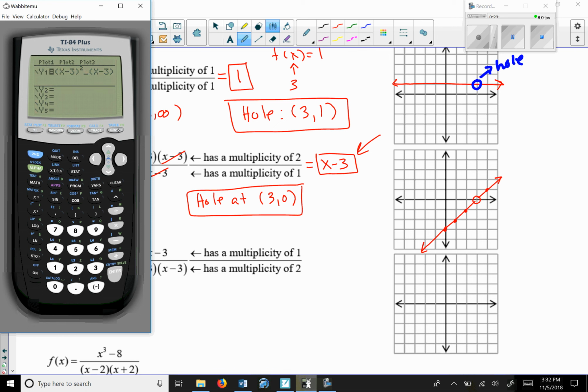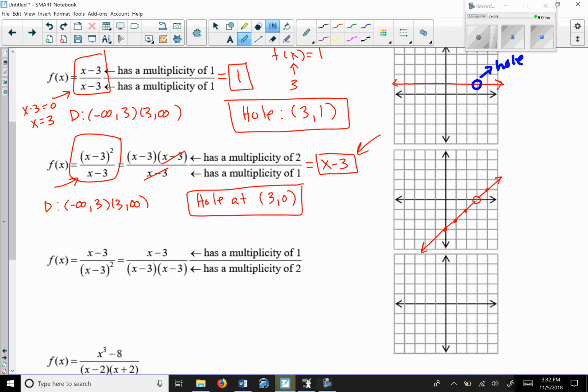And so if I look at my graph, you can see it looks like a straight line, so it's linear. And if I do second trace value 3, notice nothing comes up. You can even look at your table and nothing comes up there either because of that hole, because in the original equation it makes your denominator 0.